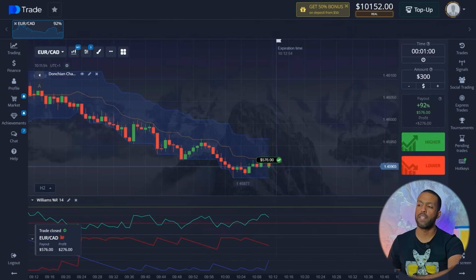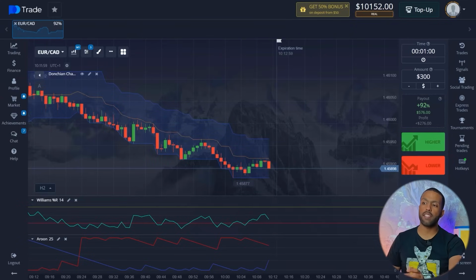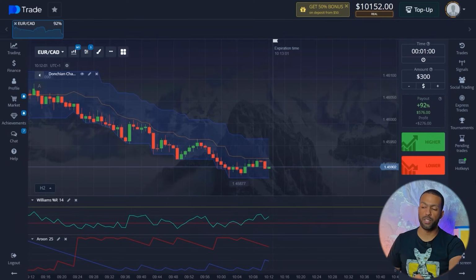And our trade is closing with a profit added to my account, again, $276. So the countries in the index are not equal in their economic opportunities. Therefore, each of them is allocated only its own share in the index.